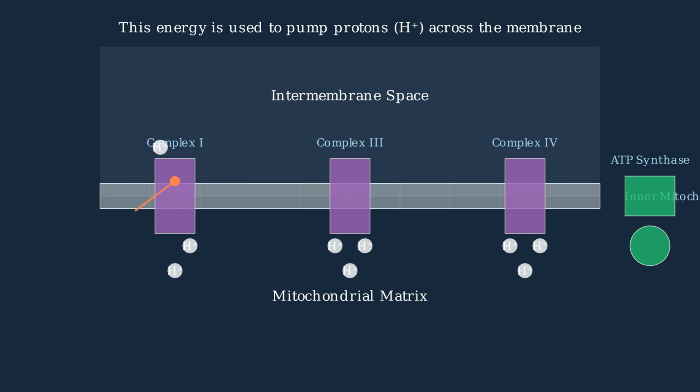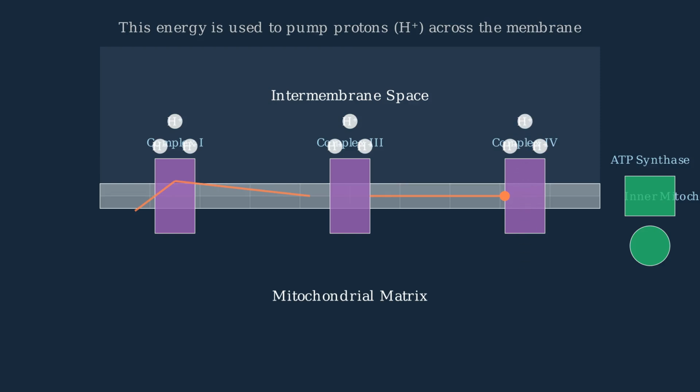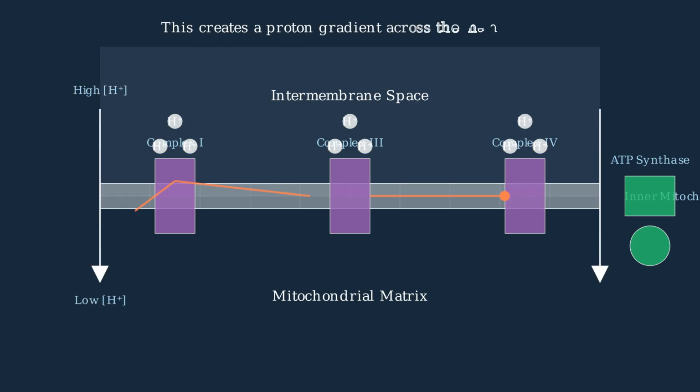Complex 1 pumps 4 protons for each pair of electrons that passes through it. The electrons then continue to complex 3. Complex 3 pumps 4 more protons into the intermembrane space. Finally, the electrons move to complex 4. Complex 4 pumps 2 more protons, completing the proton transport process. This pumping creates a higher concentration of protons in the intermembrane space compared to the matrix, establishing a proton gradient.